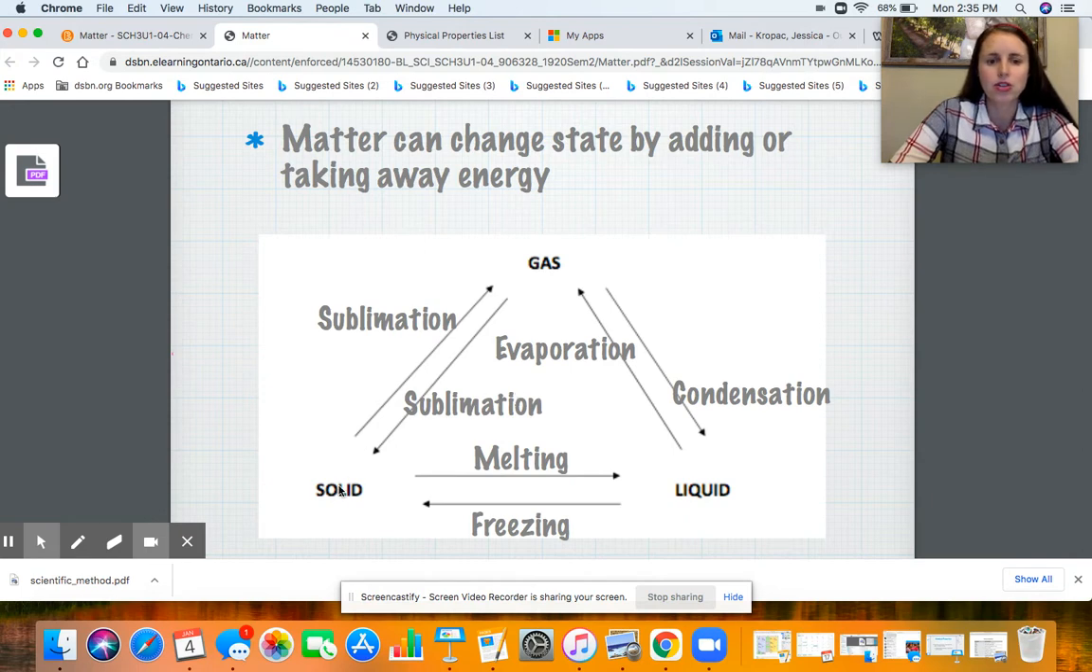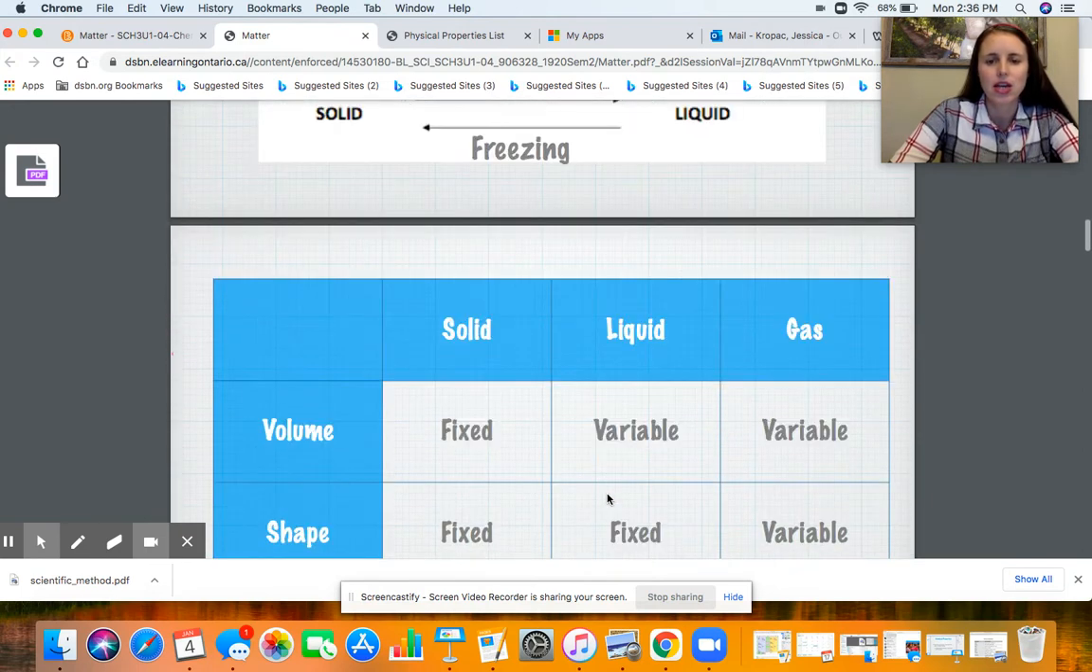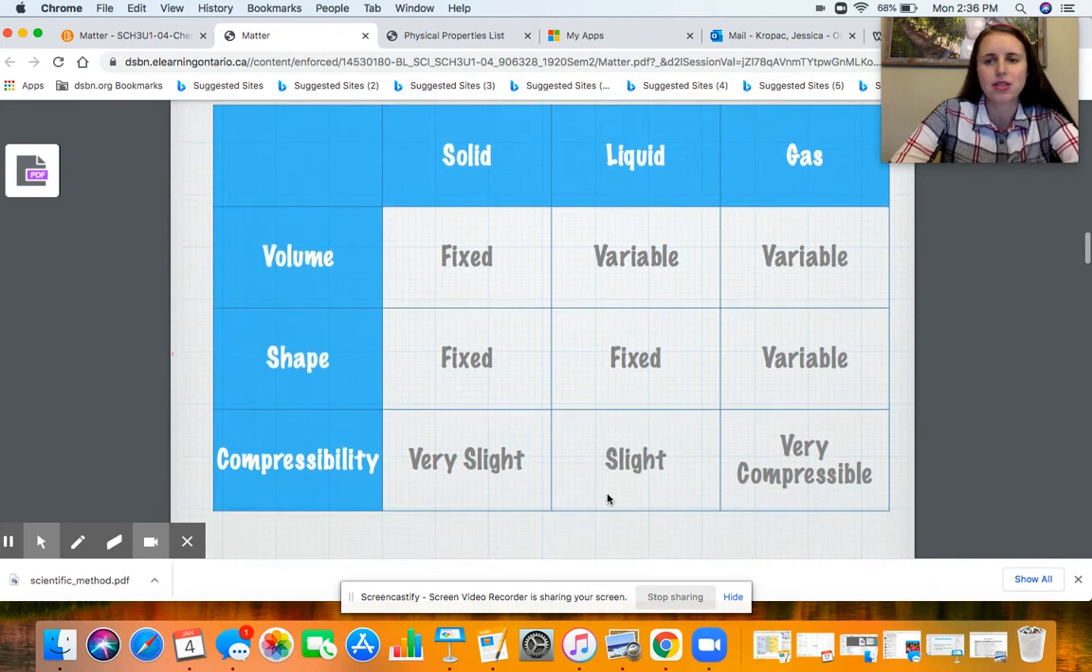Now, what else is there to know about solids, gases, and liquids? You have to know a little bit about their properties. In order to describe them, we describe three things: their volume, their shape, and their compressibility. The volume is just how much space they take up. The volume of a solid is said to be fixed. For example, I've got my little pen here, and my pen is going to take up a fixed amount of space. I can't change how much space it's going to take up. Whereas a liquid is going to take up a variable volume.